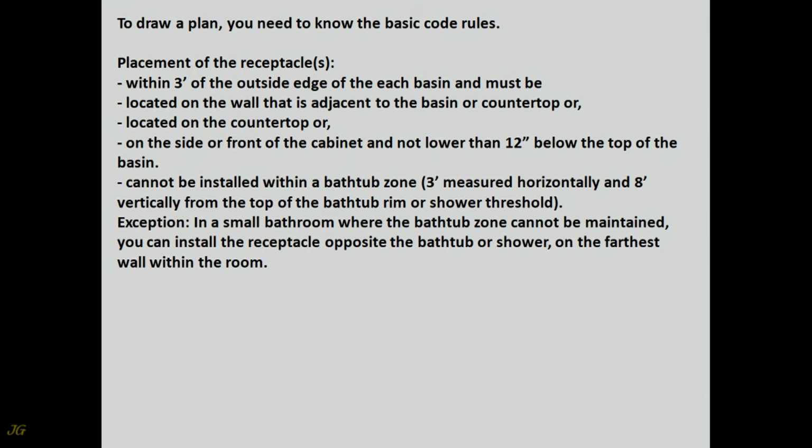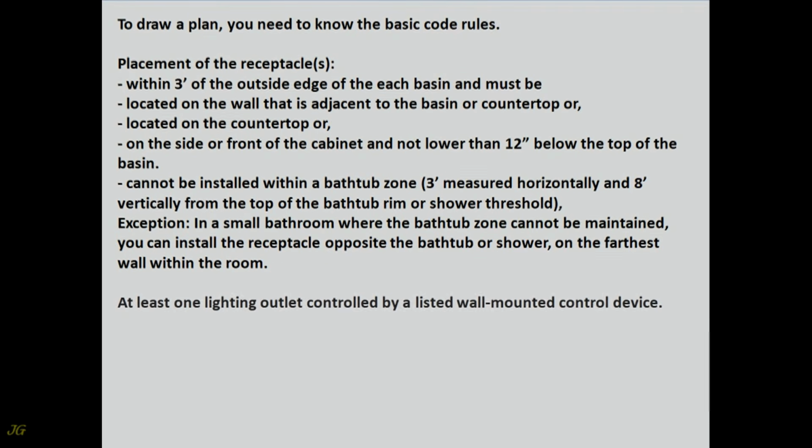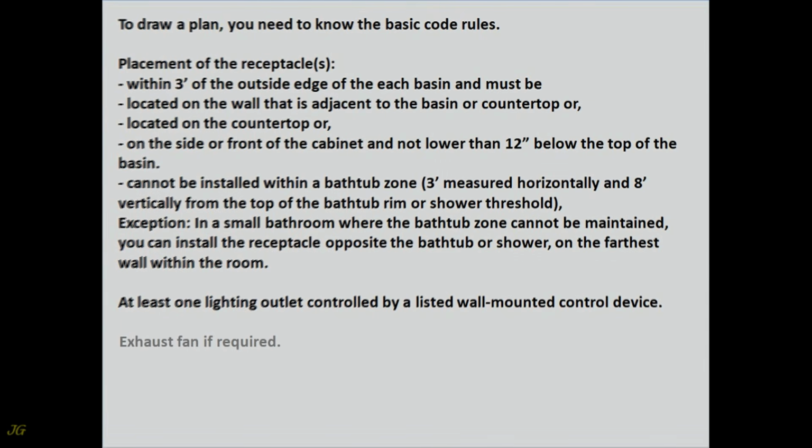Cannot be installed within a bathtub zone, 3 feet measured horizontally and 8 feet vertically from the top of the bathtub rim or shower threshold. Exception: in a small bathroom where the bathtub zone cannot be maintained, you can install the receptacle opposite the bathtub or shower, on the farthest wall within the room. At least one lighting outlet controlled by a listed wall-mounted control device. Exhaust fan if required.